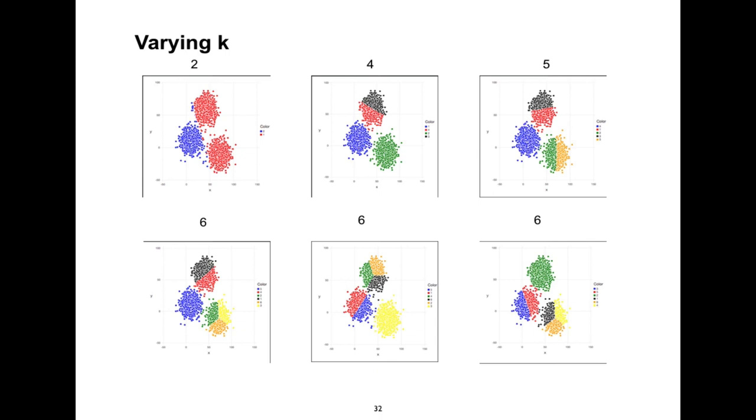So on the same data set, picking k equals 2, what are you going to do, right? There are clearly 3 clusters, and you said you only want 2, so 2 of them get mushed together.